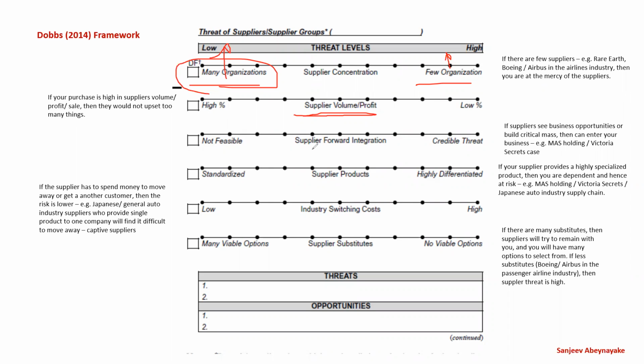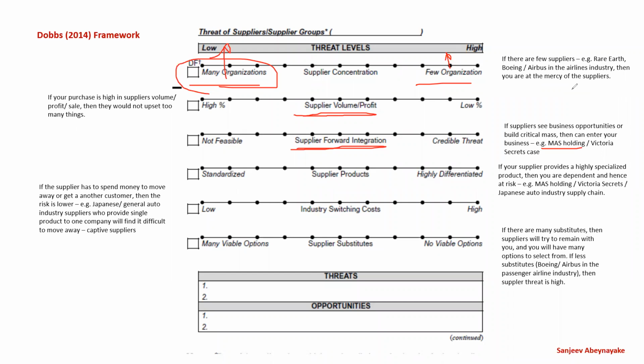Then the other one is supplier forward integration. If the supplier has the power to integrate with the forward industry, earlier I said backward integration, then there is a risk. And if that's a credible risk, then you have a lot of issues. Now, for example, once upon a time, I used to do consulting for a company called Mas Holdings. It's one of the premier intimate apparel manufacturers for Victoria's Secret and also Triumph. They used to make highly advanced bras and that kind of intimate apparel. So that is a highly specialized business.